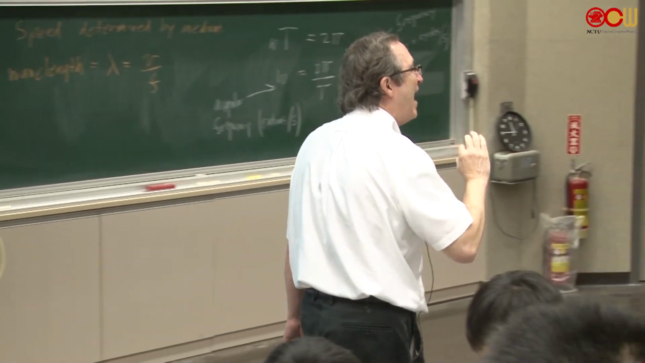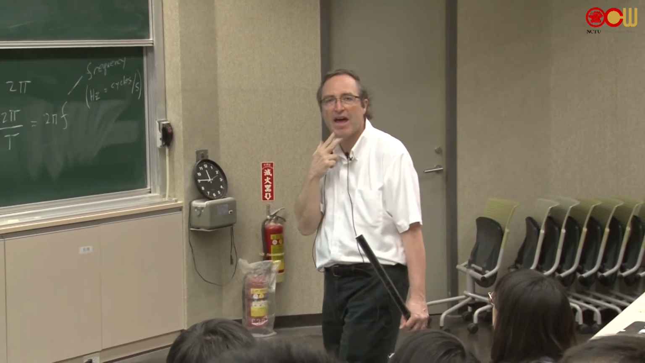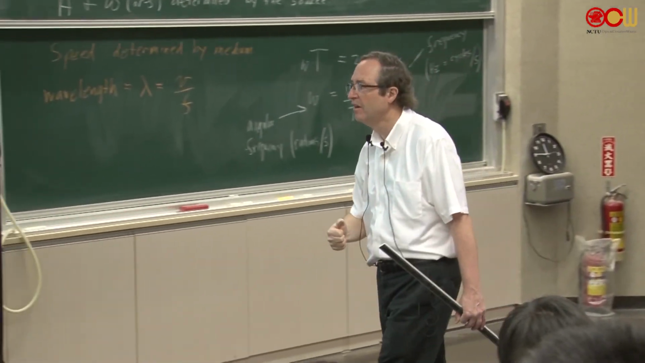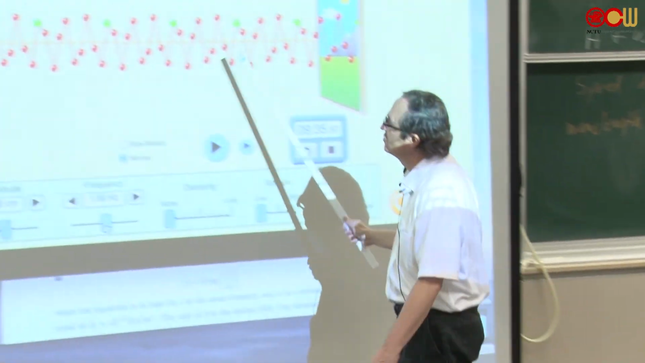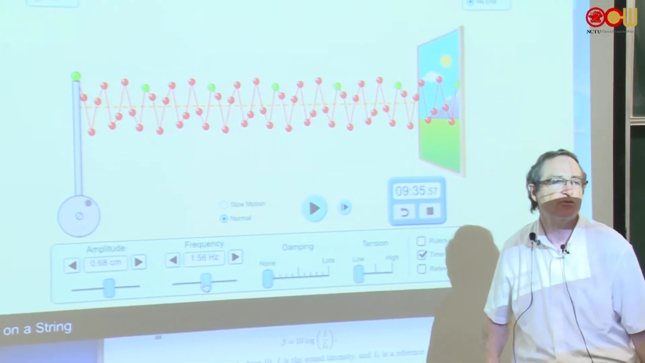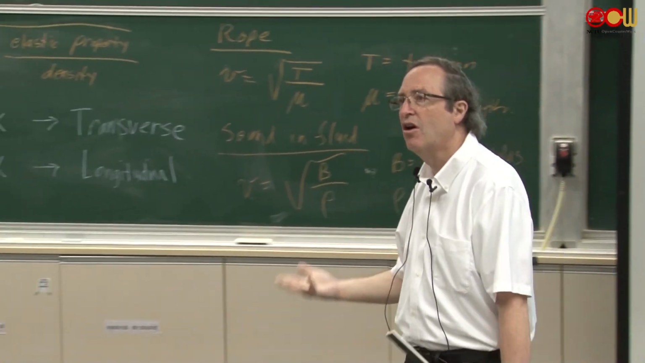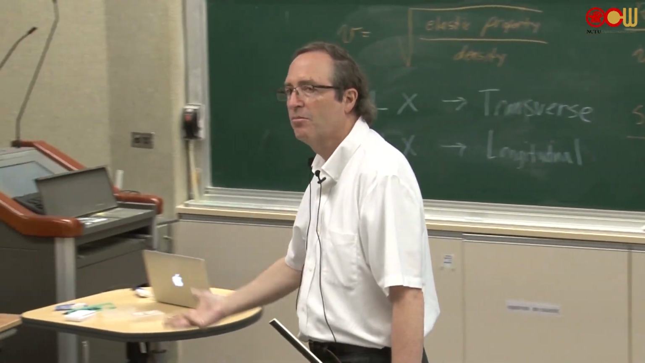So even though no mass moves, energy moves from my mouth to your ear. In this case, energy is moving from here and is propagating along the rope. All right? So waves are about energy propagation.